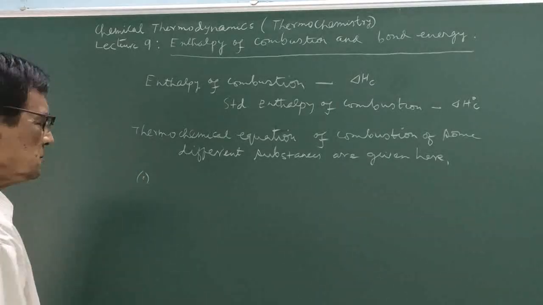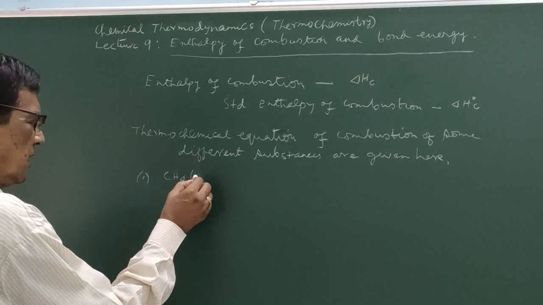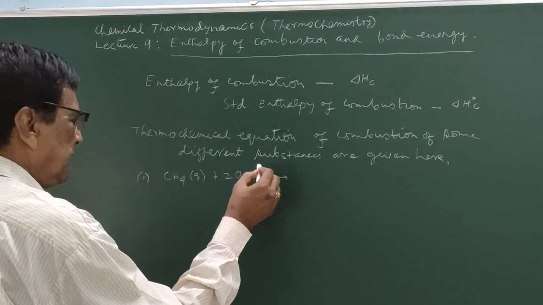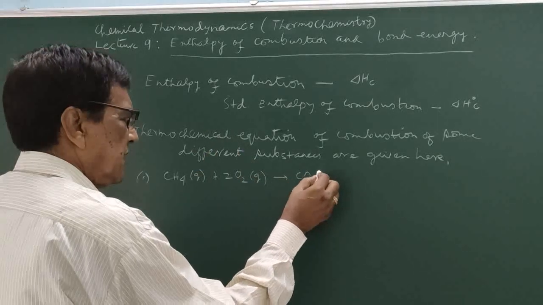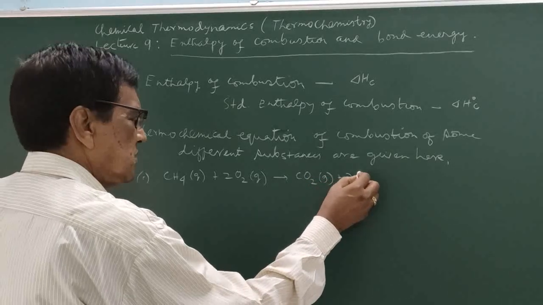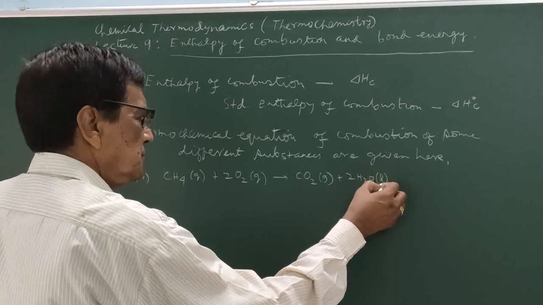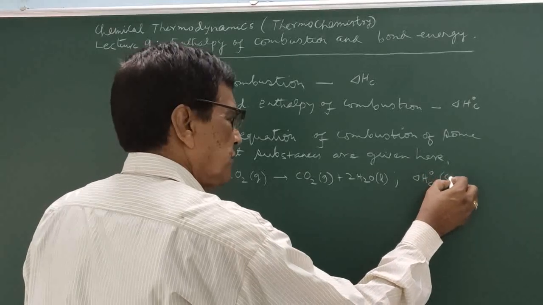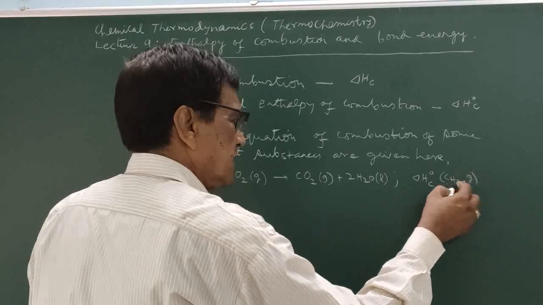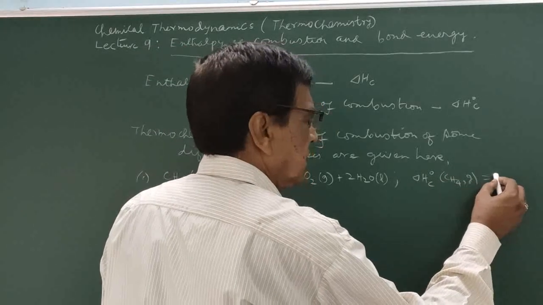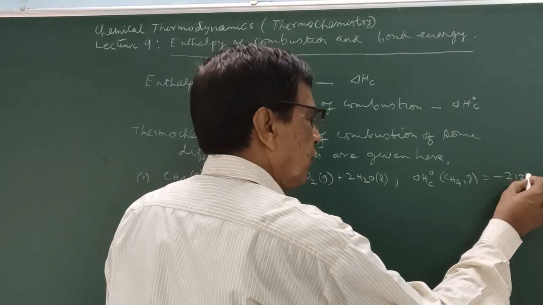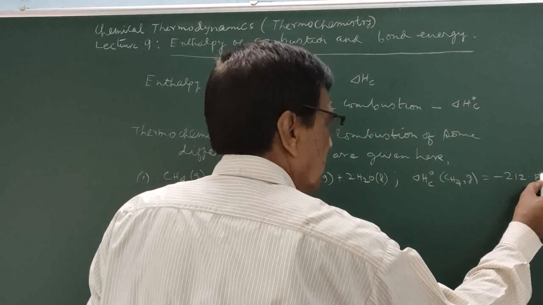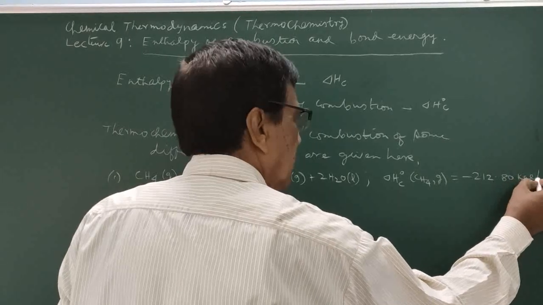Number 1, CH4 gas plus twice oxygen gas giving carbon dioxide gas plus twice water liquid, and del H naught C for CH4 gas, this is the compound, is equal to minus 212.80 kilocalorie per mole.